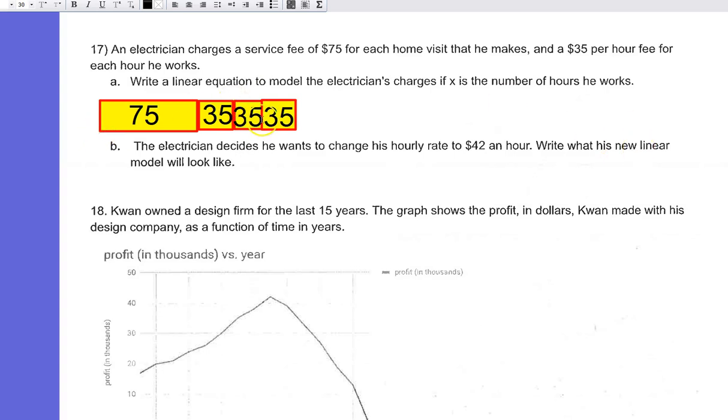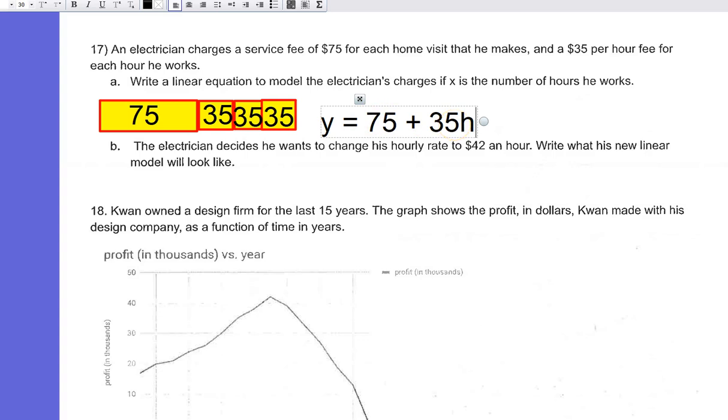Okay, so 75, and this would be for 3 hours. So let's turn that into an equation. So it would be y equals $75 to start with plus $35 every hour, right? So this would be $35 times 3, but this equation says 75 plus 35 every hour.